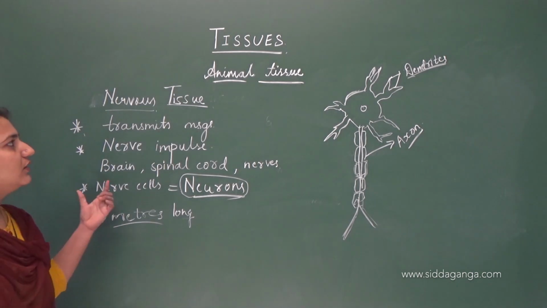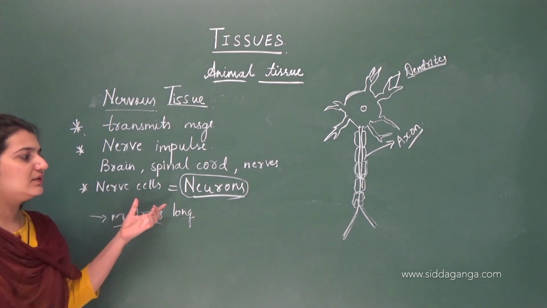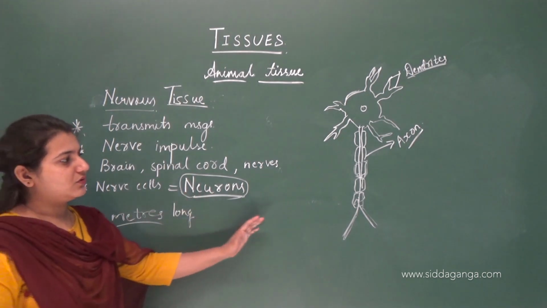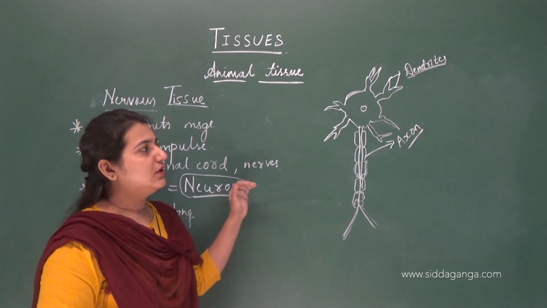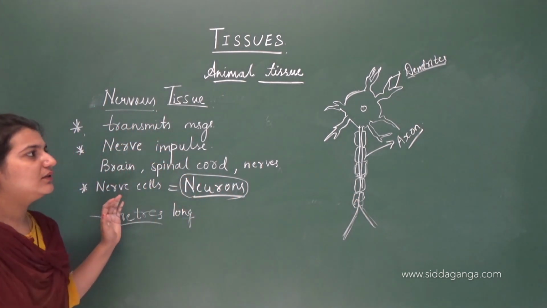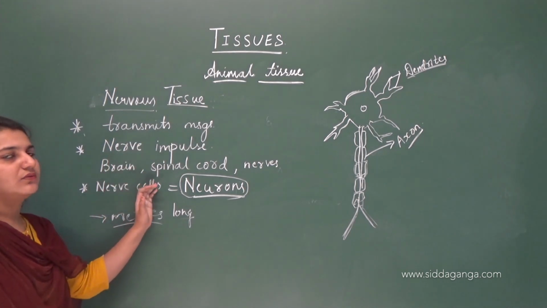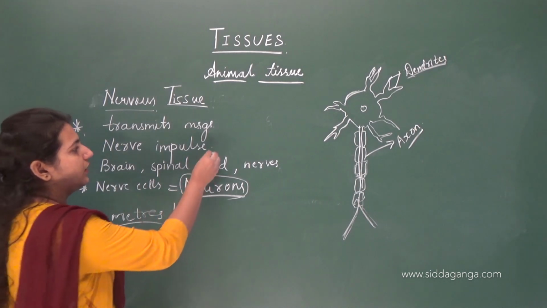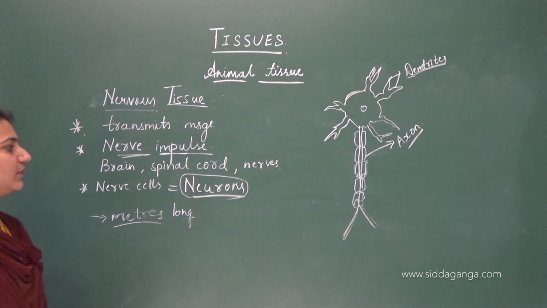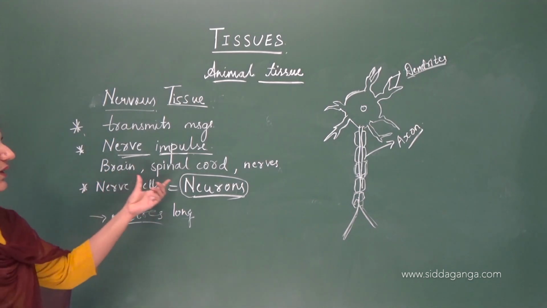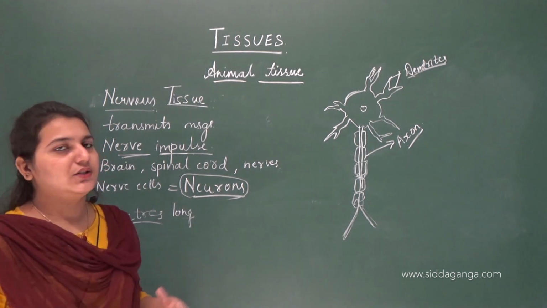So this is about the nervous tissue, made up of nerve cells called neurons, and the structure of this nerve cell is made up of axon and dendrites. It also has a single nucleus and cytoplasm. It transmits messages, which are termed nerve impulses, and it is present in the brain, spinal cord and all the nerves. So this is about nervous tissue.